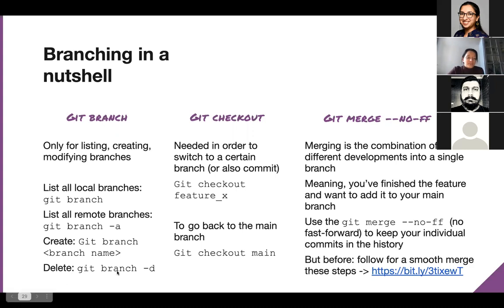I put here the most important ones. So git branch shows you which branches are present. Git branch -a shows you all the remote branches, because your colleagues or teammates could also add branches and push them to the repository. And you might be interested in, oh, what is actually the state of Michael's branch that you just talked about last week?